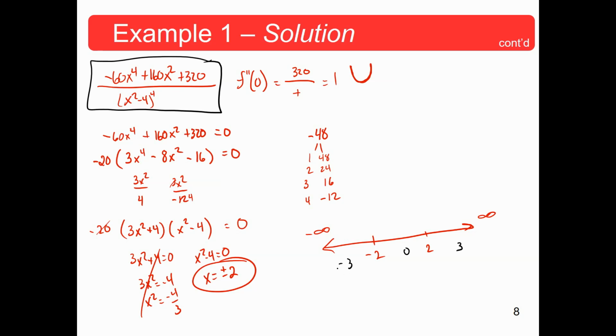I don't feel like this is right. Let me make sure. Let me plug these values back into my calculator. -60 times -3 to the 4th plus 160 times -3 squared plus 320. Yeah, -3100.